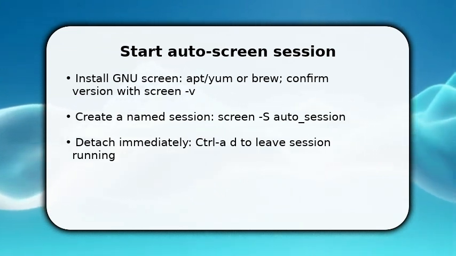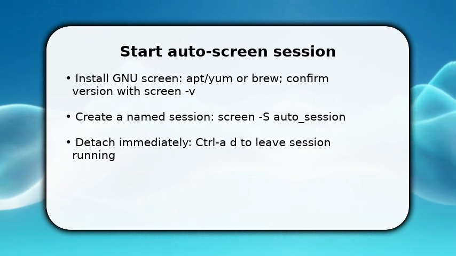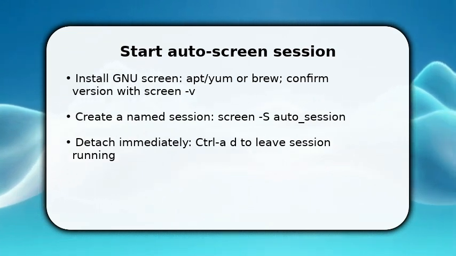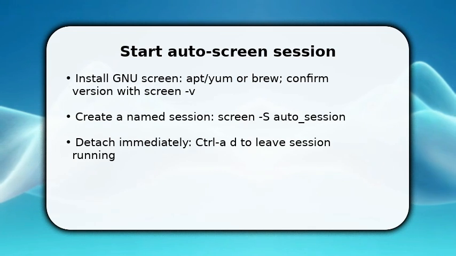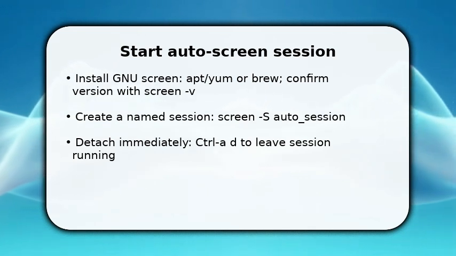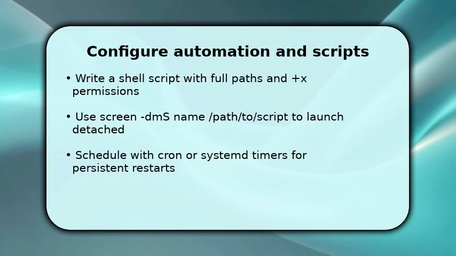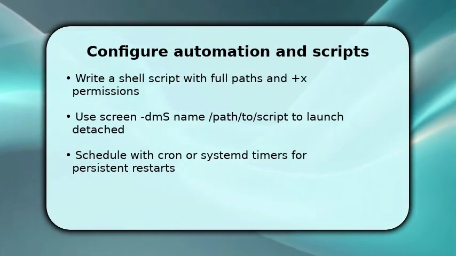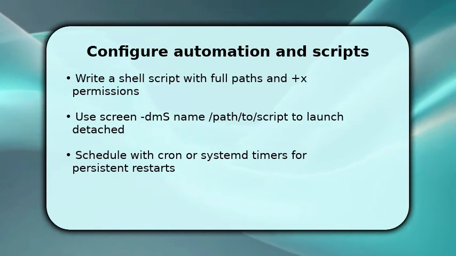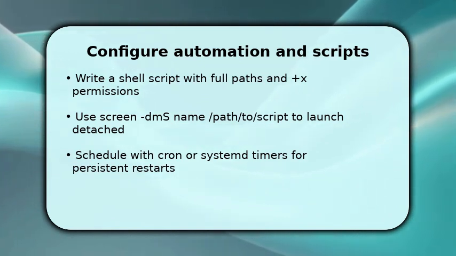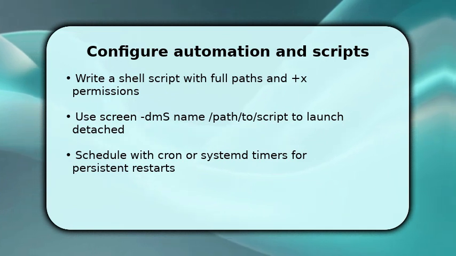Make sure to choose a memorable name and check permissions on scripts you plan to run so Screen can execute them without interactive prompts or password blocks. Next, write a robust shell script that uses absolute paths and has executable permission. This prevents failures when Screen runs in a minimal environment.